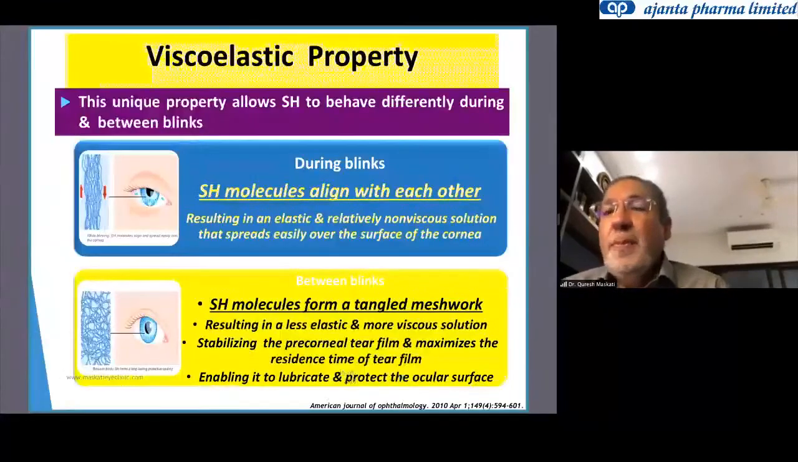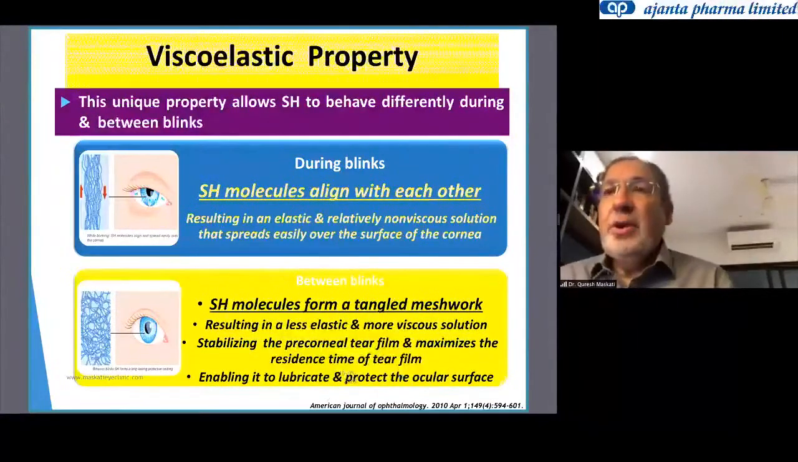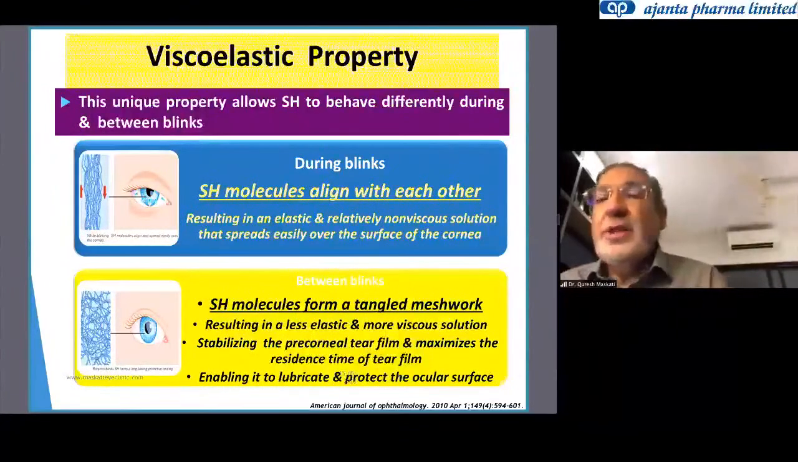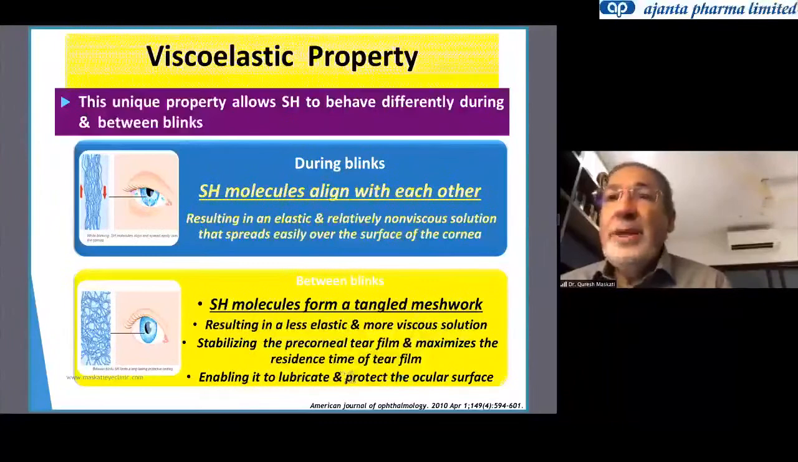And the unique property is like if you imagine an electric wire, a colored electric wire, and roll it up into a ball. And then you can unroll it into a string again. Exactly like this happens when we blink. So during the blinks, the SH molecules align with each other, resulting in like a single wire, as it were, so it sits very well on the surface. And in between blinks, it forms a tangled meshwork coming onto one side and therefore stays in the eye for a longer time. So it changes its physical characteristic during blinks and in between blinks.